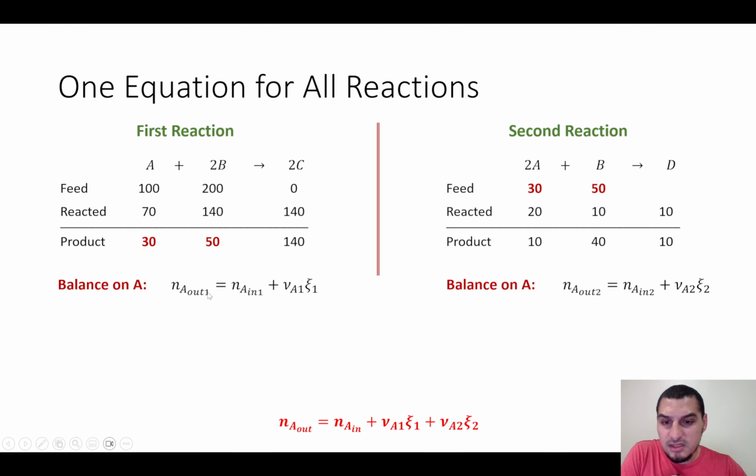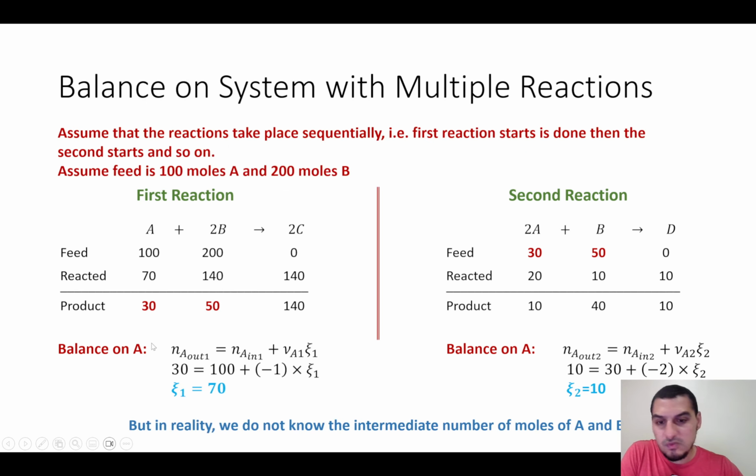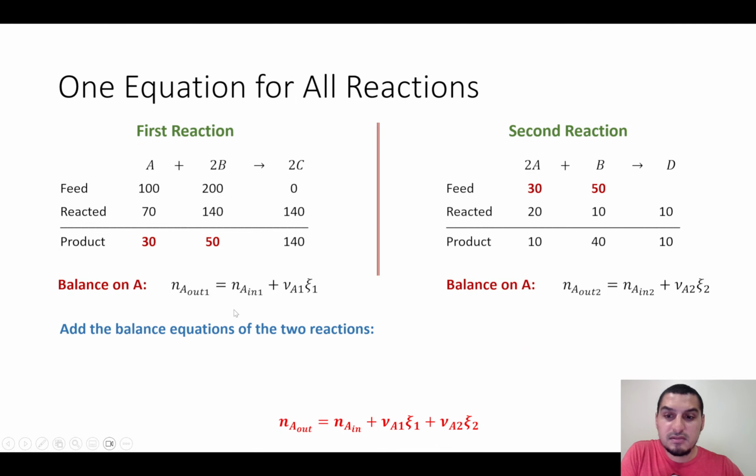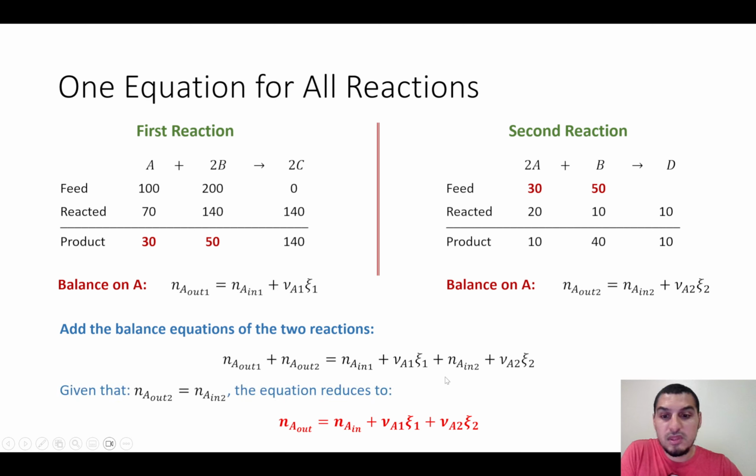So these are the same equations that we had in the previous slide, without substituting numbers, and then we can add the balance equations. I know this is the output of the first reaction, which is the input to the second reaction. So if we add the two equations, then we will have out 1 plus out 2 equals N1 plus N2 plus nu A1 xi1 plus nu A2 xi2. And we know that the number here is the same as the number here. Again, this is 60, not 50, but this number here is the same as this number here, which means that NA out 1 equals NA in 2. So they will cancel out, and the equation will end up like this.